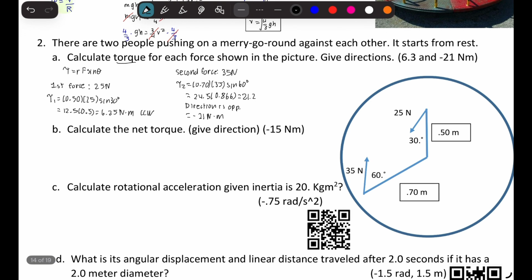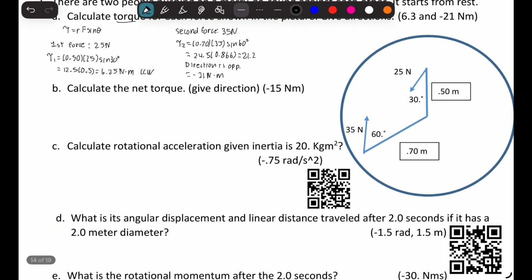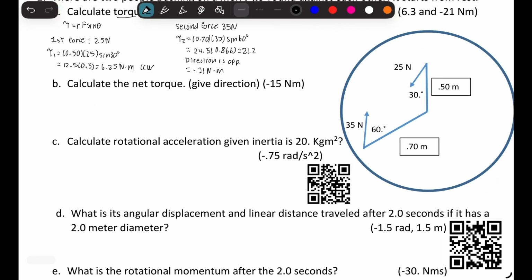Now, after this, we have to find our net torque. Oh, sorry, this was our photo right here: 25 newtons, and over here we have 35 newtons. Yes, that's where we get our angles. So for our net torque, this is going to be equal to 6.3 minus 21, and that's going to equal negative 14.7. That's approximately negative 15 newtons times meters.